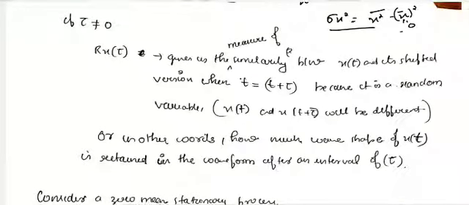And if tau is not equal to 0, what happens? Rx of tau gives us the measure. We have to know what this autocorrelation is. That means the measure of similarity between x of t and its shifted version, when t is replaced by t plus tau. Because it is a random variable, x of t and x of t plus tau will be different, or in other words, we are measuring how much of x of t is retained in the waveform after the interval tau.